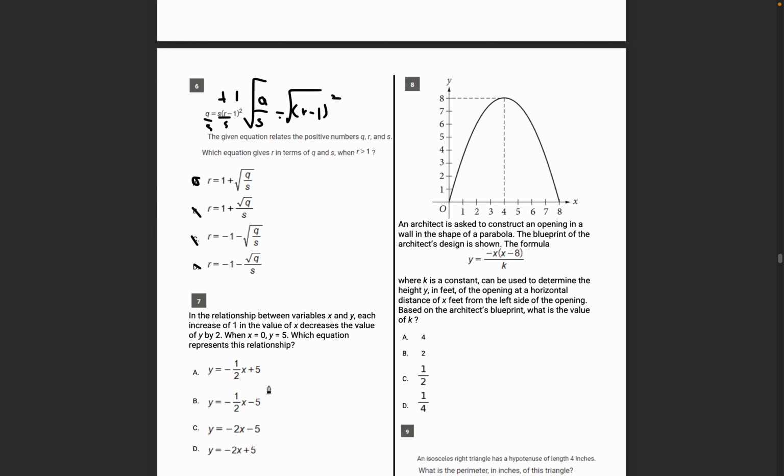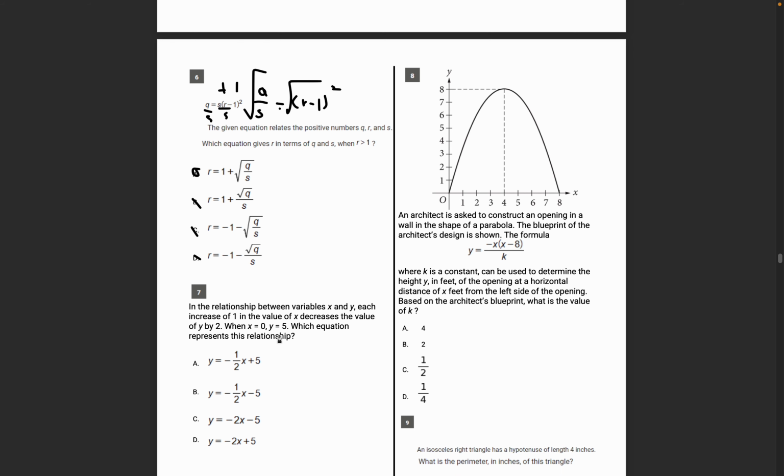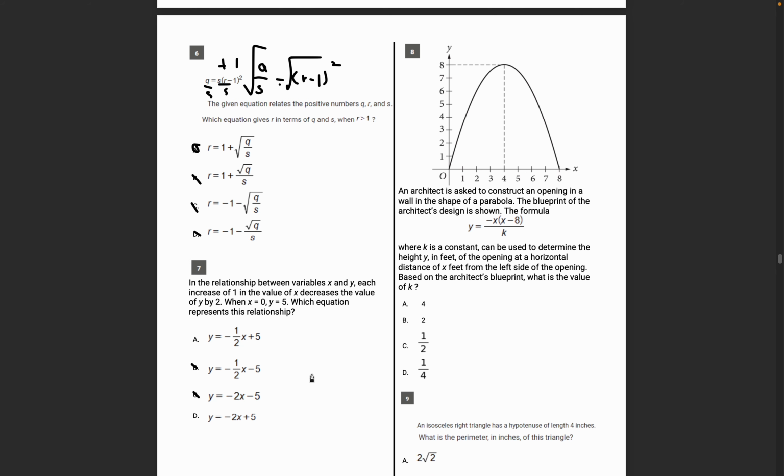Number 7. In the relationship, each increase of 1 in the x value decreases the y value by 2. When x equals 0, y equals 5. Okay, let's see this part first. When x equals 0, y equals 5. This is true. This is incorrect. This is incorrect. Okay, now we're left with 2.